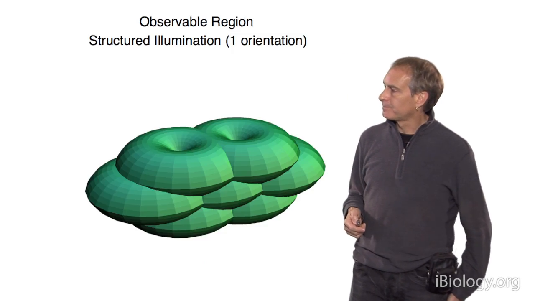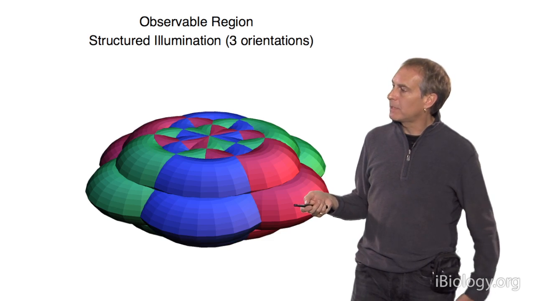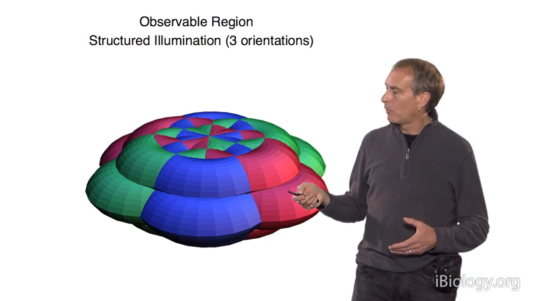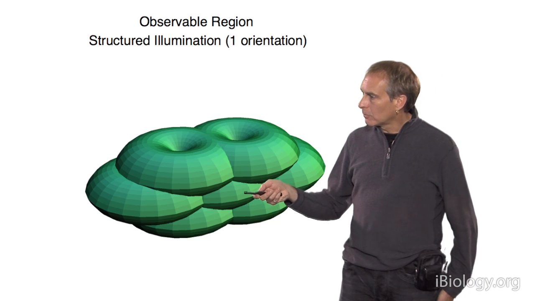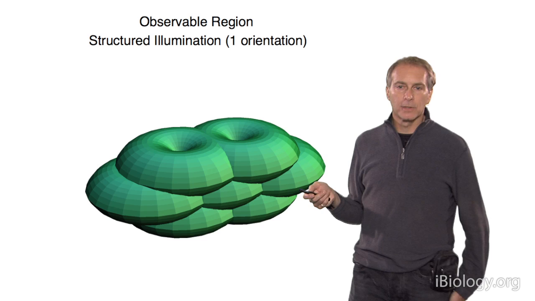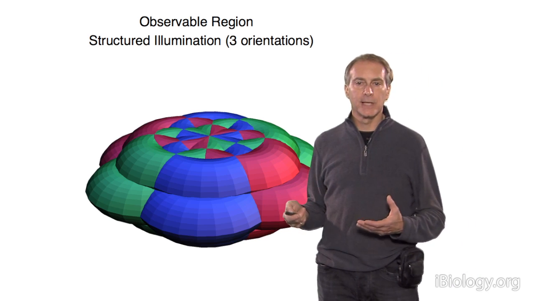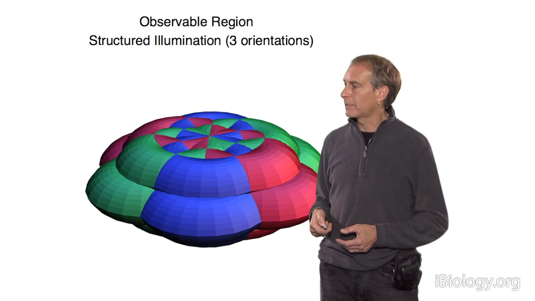images. And what that allows us to do is to build up these big regions of Fourier space where only this little donut here would have been observable with a conventional microscope. Okay, so huge increase in resolution in X, Y, and Z over a conventional microscope.